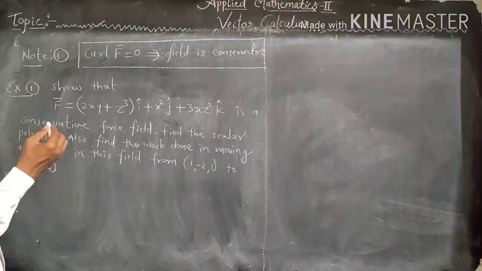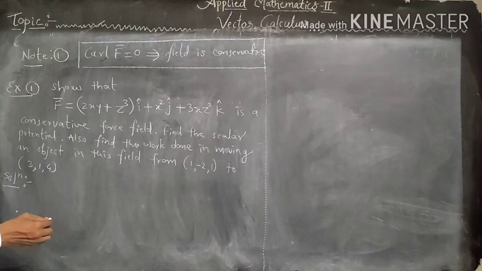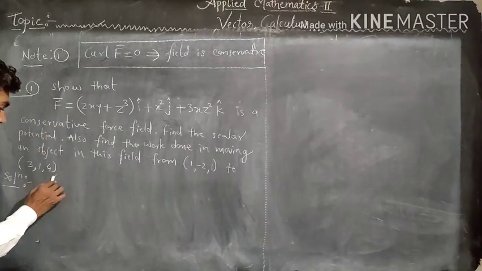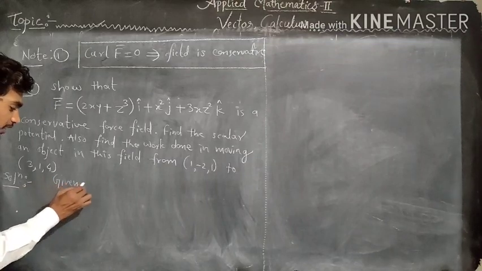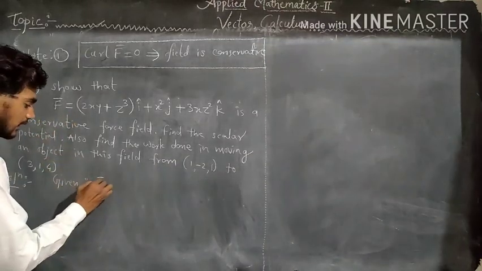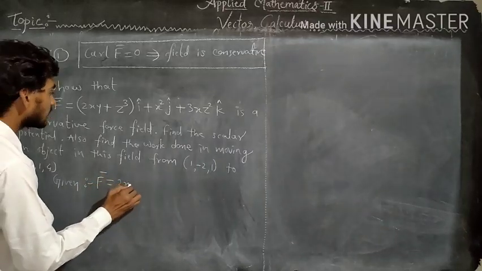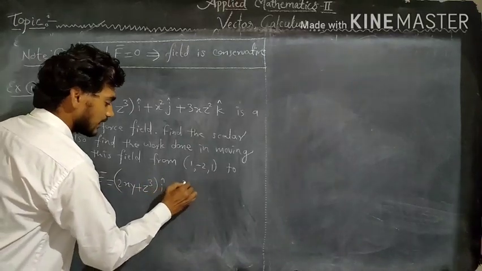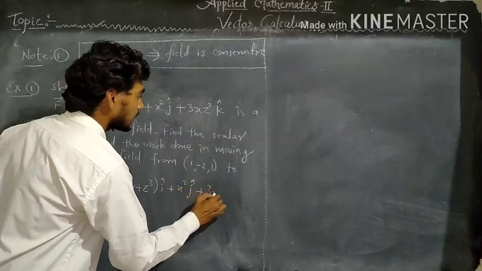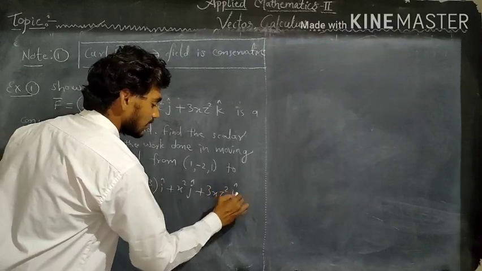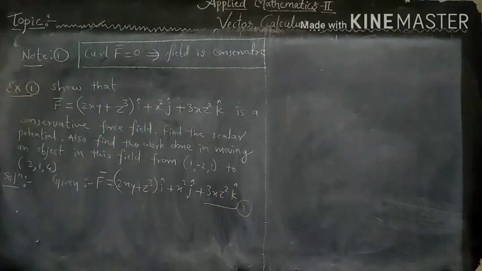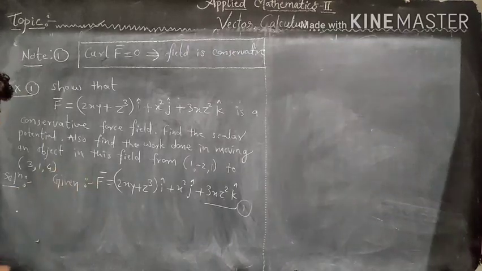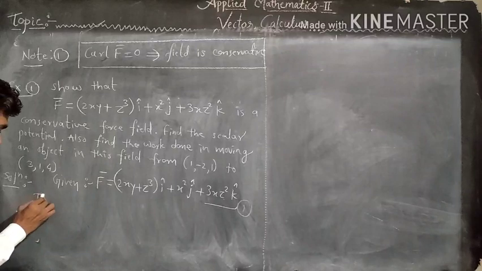First of all, read the question and decide what we have to find and what is given here. So here it is given that vector f is equal to (2xy plus z cube) i plus x square z plus 3x z square k, say equation number 1. Now in this question, what do we have to find?